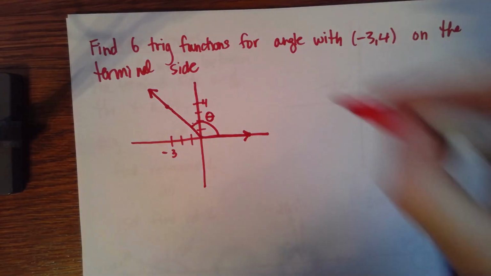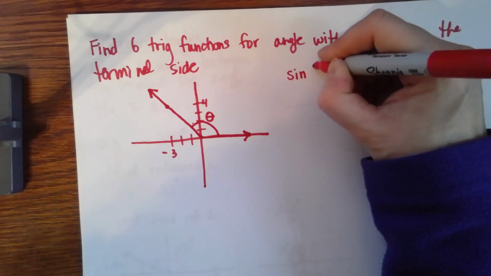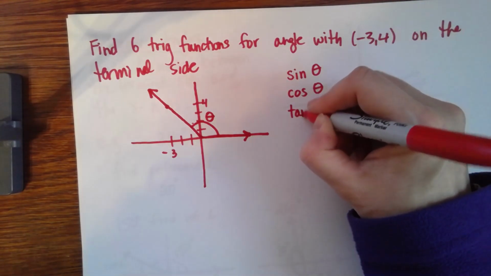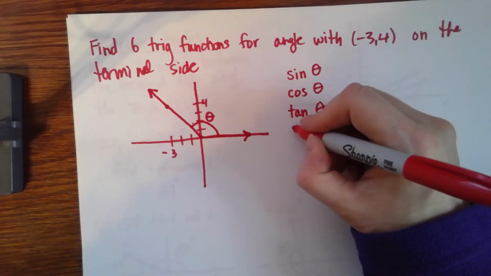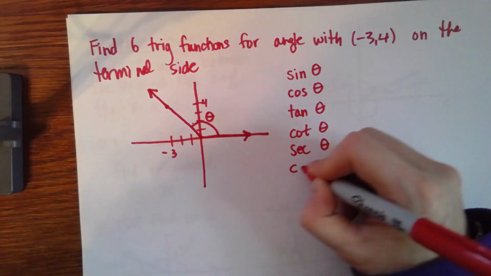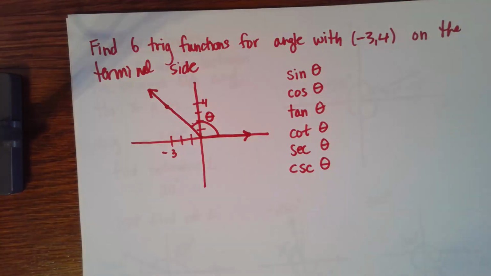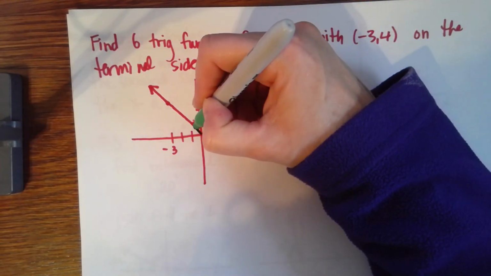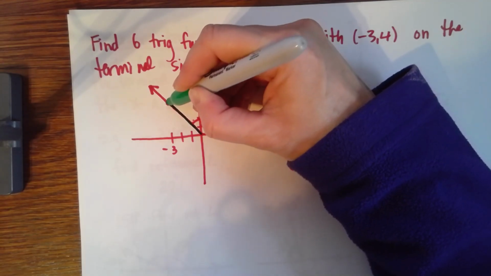But I do know that I want to find the sine of theta and the cosine of theta and the tangent of theta and the cotangent of theta and the secant of theta and the cosecant of theta. I want to find all of those. So how would I go about doing that? We're always going to use the reference angle. We need the terminal side, and let's take the terminal side and stop at the point that they gave us.